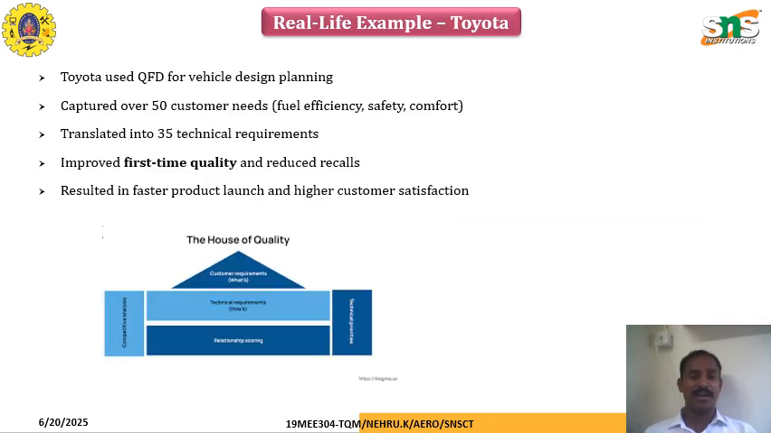Coming to a real-life example, let us take Toyota. They are good at all the TQM strategies, planning, and implementation. Toyota uses quality function deployment for vehicle design planning, which captures over 50 customer needs such as fuel efficiency, safety, comfort, elegant design, ambience, and cost. These are translated into 35 technical requirements, which improve first-time quality and reduce recalls. This resulted in fast production launch and higher customer satisfaction, and it is one of the great achievements by Toyota in the car industry.